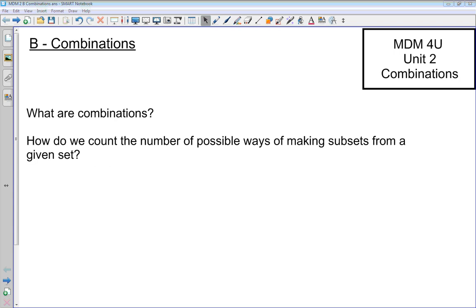So in this lesson we are going to learn about combinations, and hopefully by the end of this lesson you'll know what combinations are, how to calculate them, what they mean, and how to apply them to solve problems.